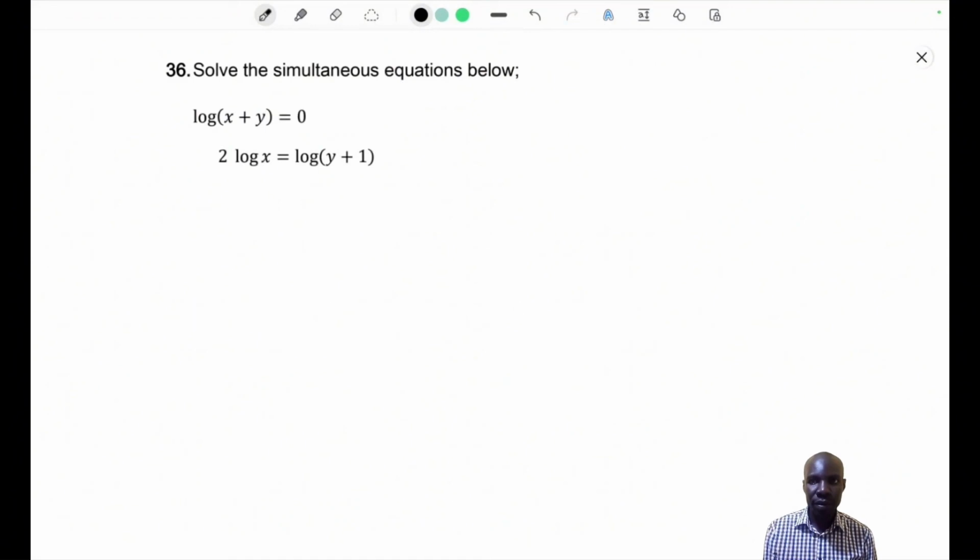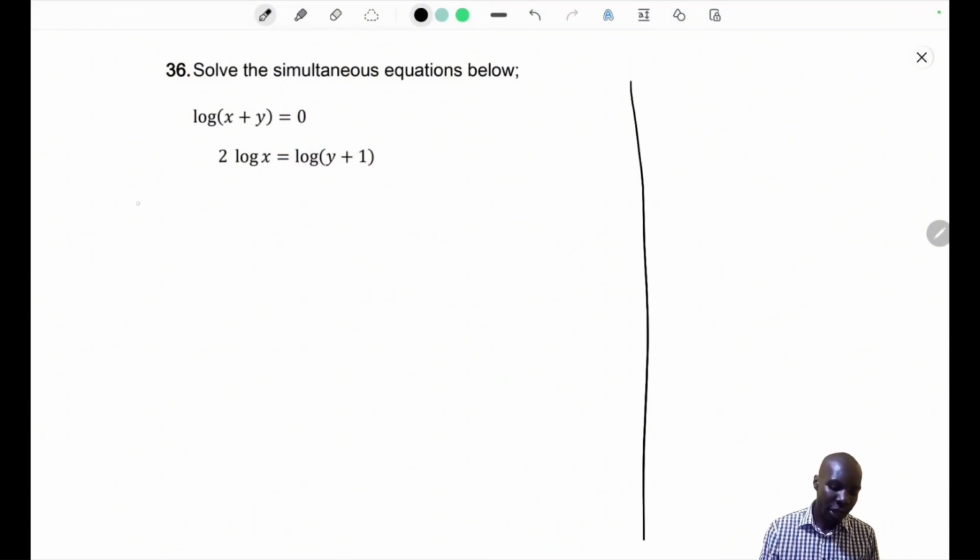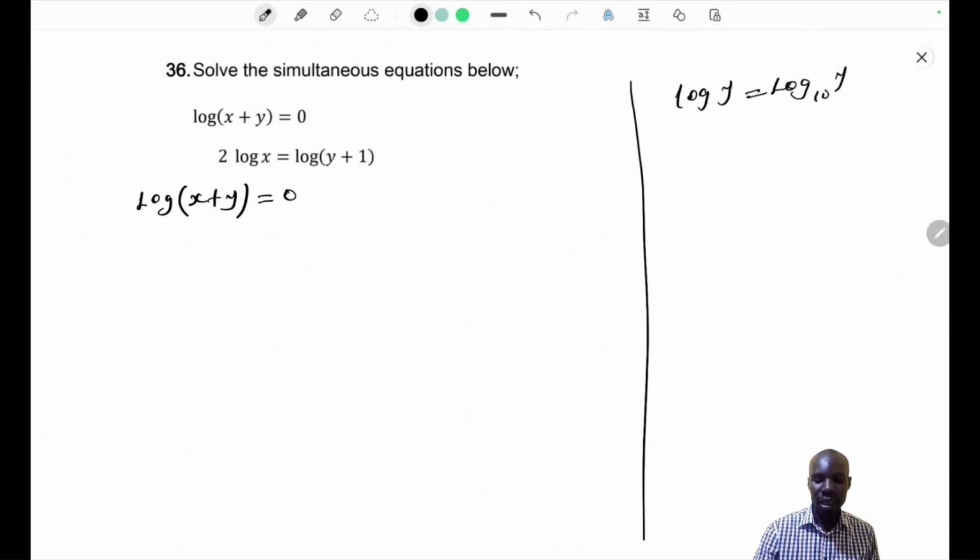Number 36. Solve the simultaneous equation below. You are given log of x plus y equal to 0. And if you are given log of y, you must know that this is to base 10, which is the standard base. If you have got log of b without them indicating the base, you must know that you are dealing with log of a number to a standard base. So in our case here, we have got log of x plus y to base 10.